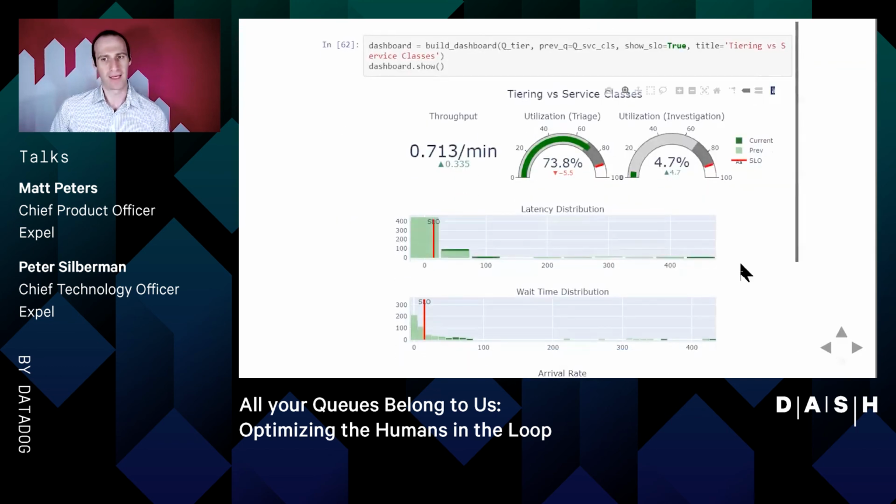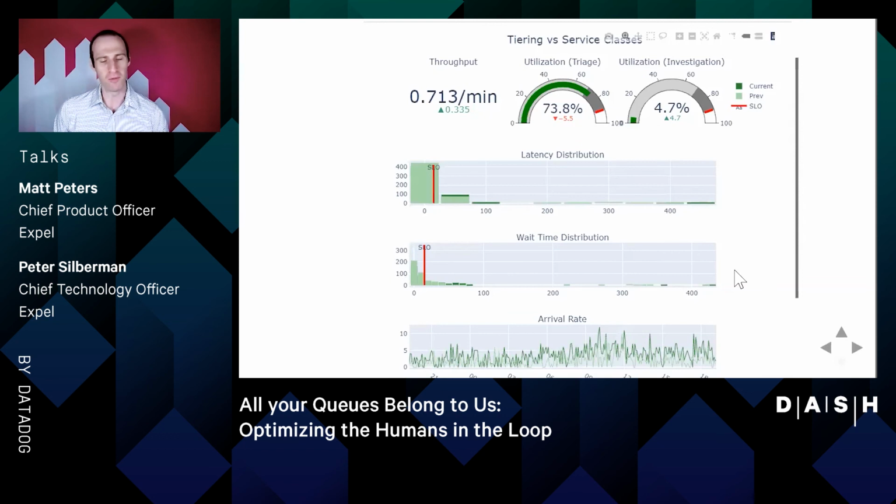The main thing to call out here is that we've added utilization of our two tiers. So we now have utilization for triage and utilization for investigations. Our triage folks are doing okay at about 73%, and our investigation folks are working at 4% utilization, so they're doing fine. Our SLOs and wait times are beginning to look really healthy. We have a few outliers, but we're really moving to within that 95 percentile of our SLO.